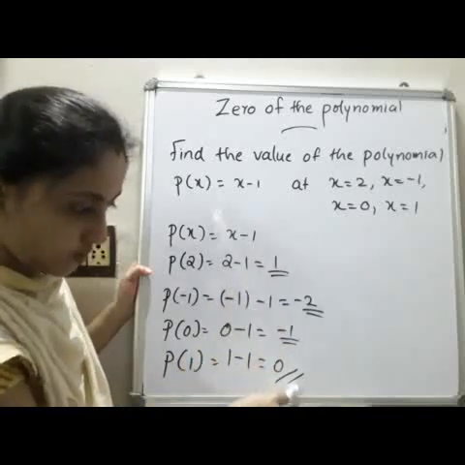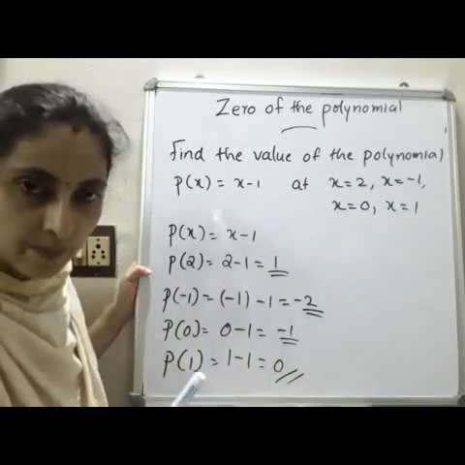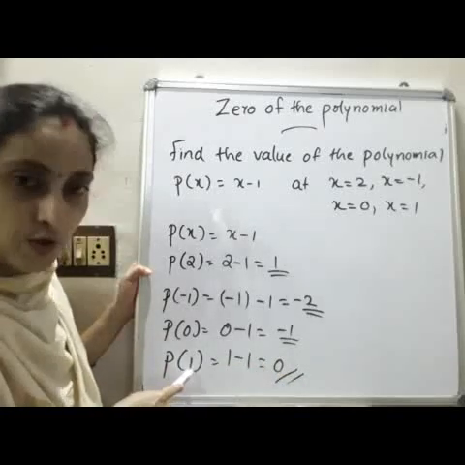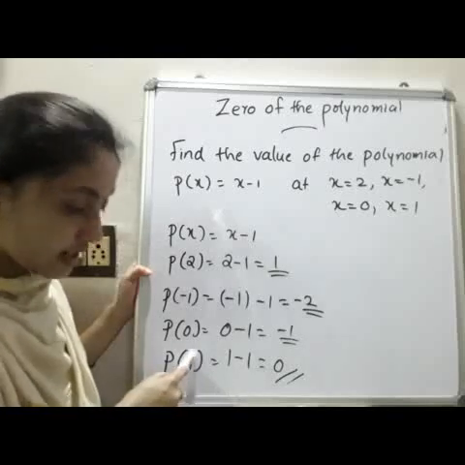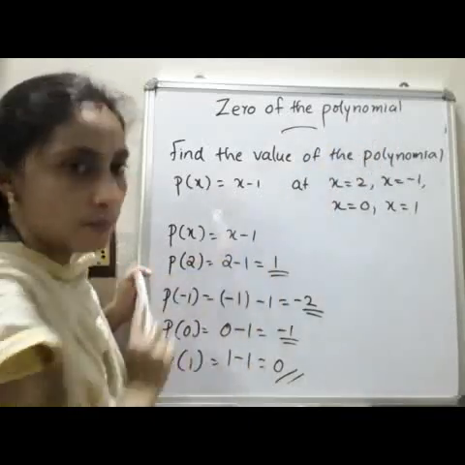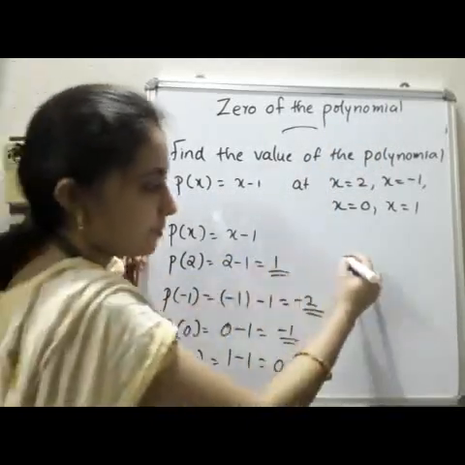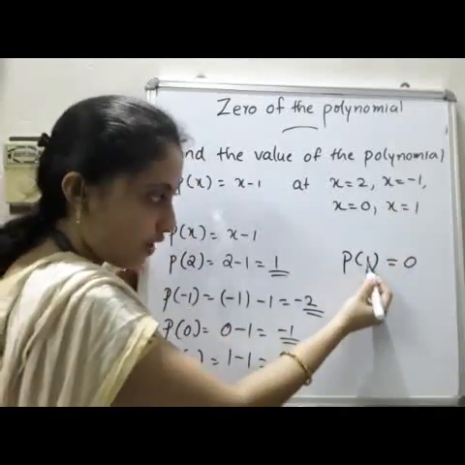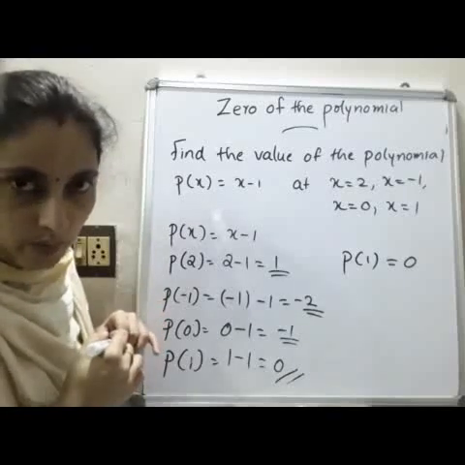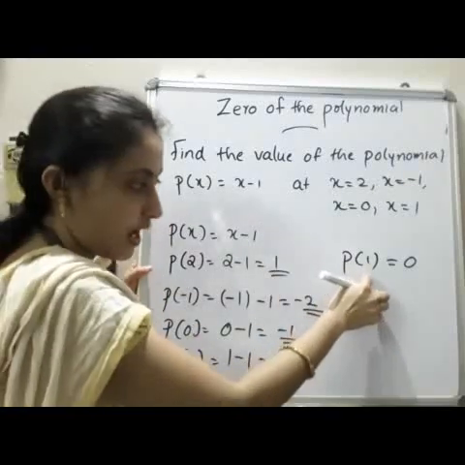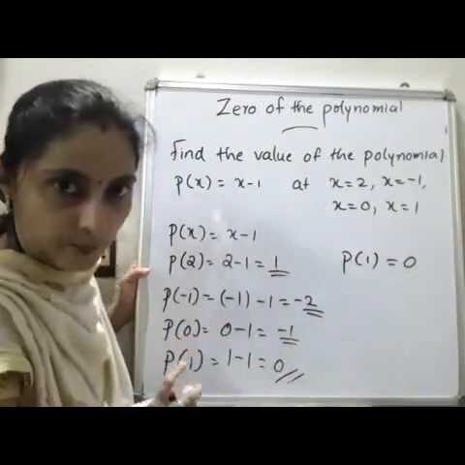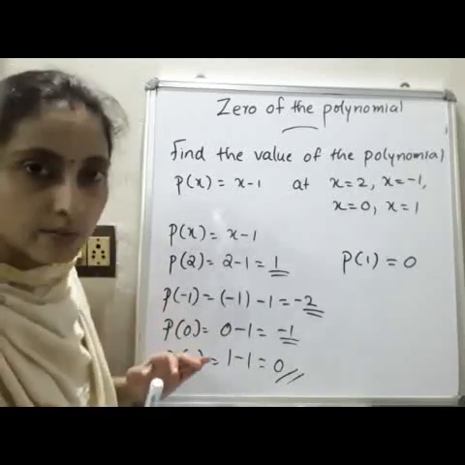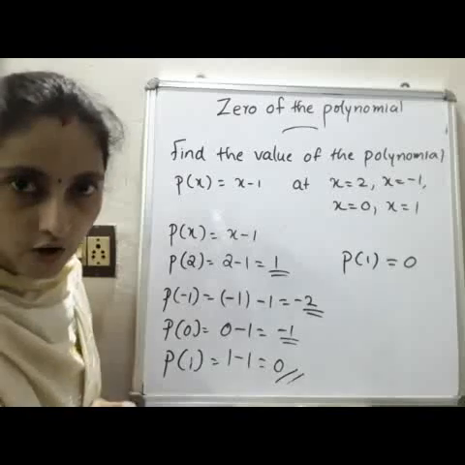Okay, so going through this, which one when you substitute for x gives the value 0? Yes, you got the value 0 at x is equal to 1. So this one is called the 0 of the polynomial. Clear? P of 1 is equal to 0 means 1 is the 0 of the polynomial. Which value of x makes the polynomial 0, that x is called the 0 of the polynomial. Here, 1 is the 0 of the polynomial.